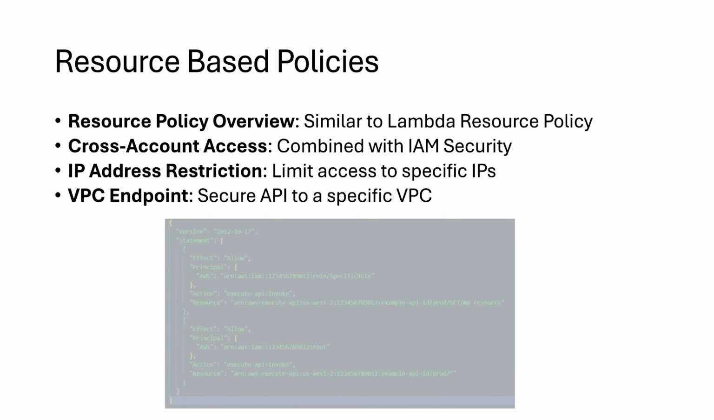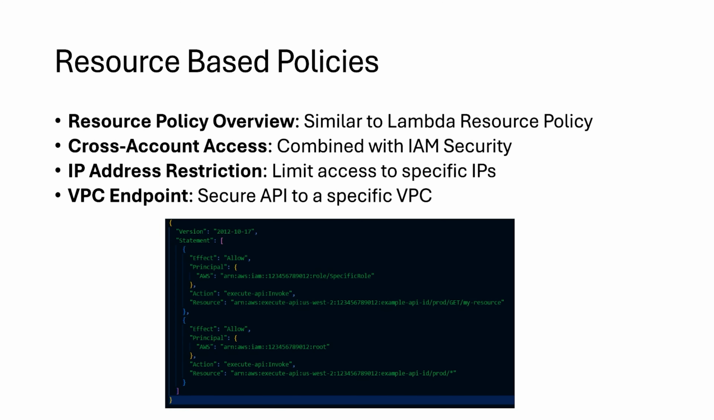For your better clarity, I will show you what the resource-based policy looks like. If you see here, this is the resource-based policy. Here we have a specific role. This is an AWS account, and this account is trying to access this resource. It may be the same account or a different account. Here it's the same account, and if you see, this root account or root user can execute this example API. So this is what the resource-based policy looks like for an API Gateway.